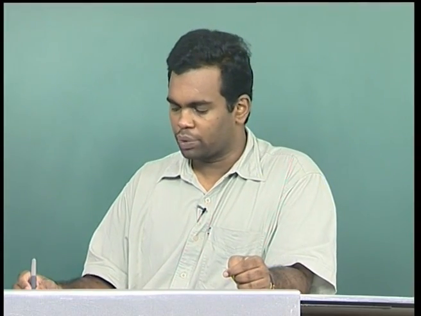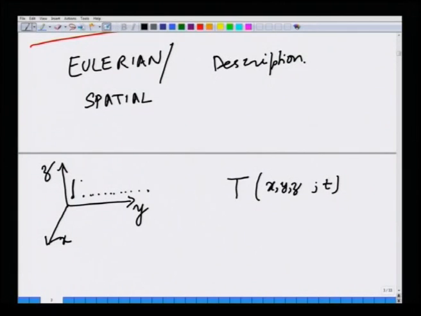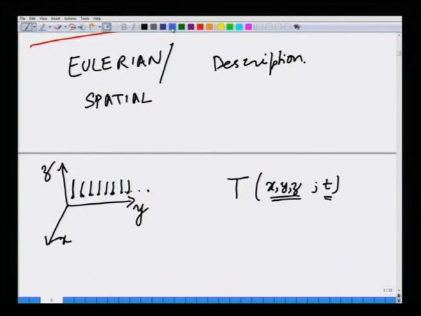So, if the temperature is changing as a function of both x, y, z as well as time, then what you have to do is put many thermometers at various locations, and each thermometer will indicate the temperature at that location as a function of time. So, in the Eulerian description, the independent variables are the spatial position of a point x, y, z and time.